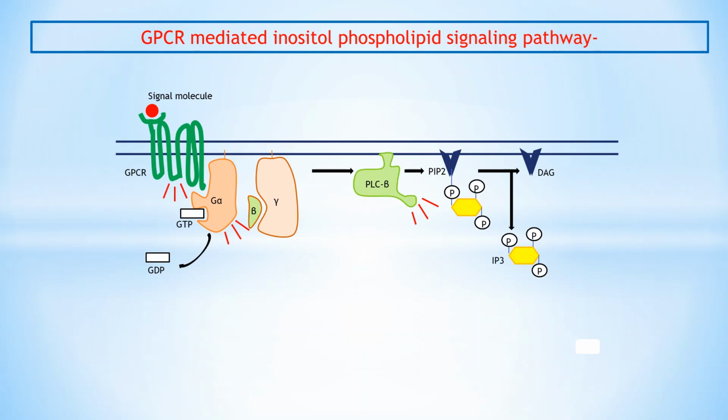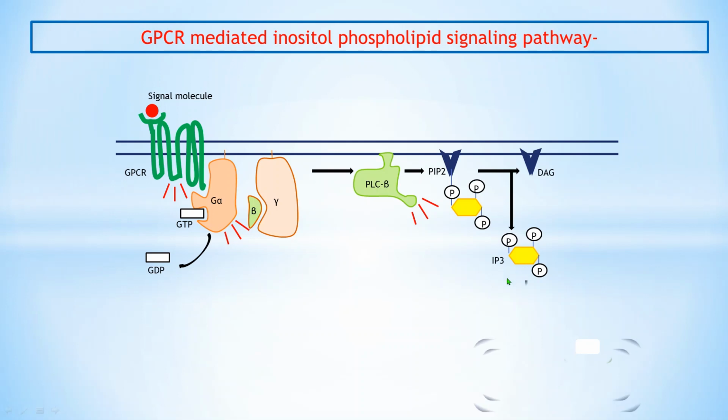Both of these IP3 and DAG are second messengers, just like cyclic AMP mentioned in my previous video. Second messengers are intracellular signal molecules that are released by the cell in response to an extracellular signal molecule. This extracellular signal molecule is the first messenger.